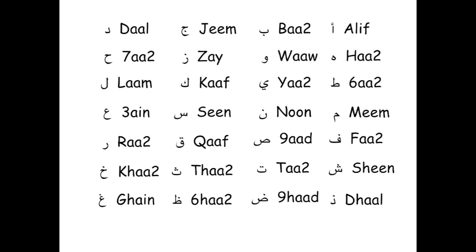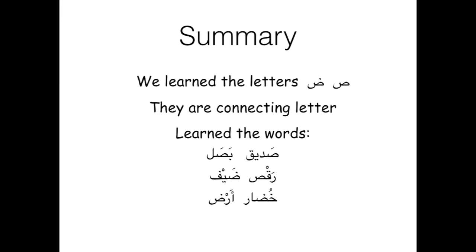Now, the current order, the one that we use now, we call it the Alif Ba'iyya. This old order that's not used anymore is called the Abjadiyya. So summarizing, we learned the last two letters, Sad and Dad. They're both connecting letters. We learned 6 new words, Sadiq, Basal, Raqs, Daif, Khudar, and Ard. See you in lesson number 14.